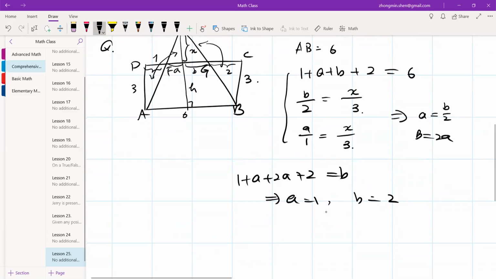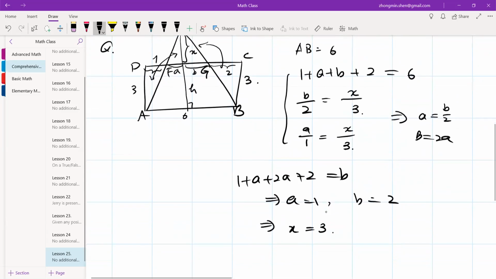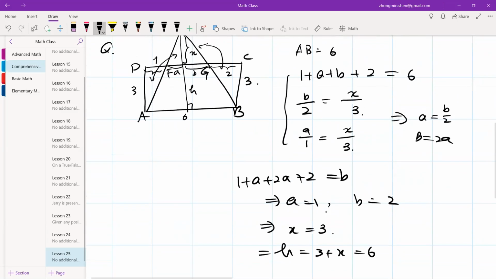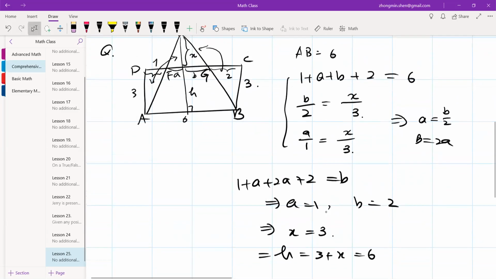Once again, B equals 2, then you can also get X. X is going to be 3. Then you can get everything. H is going to be 3 plus 3, which is 6. So you have the height, and not only can you find the area, you can determine all the other sides. So it's very important.